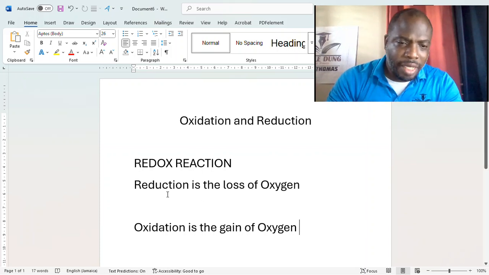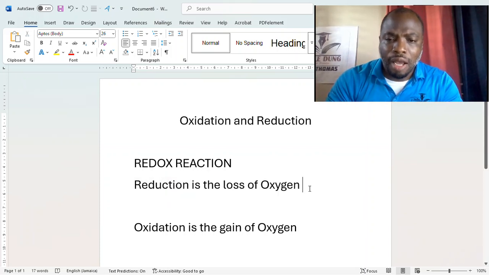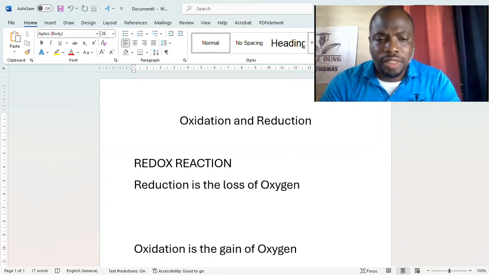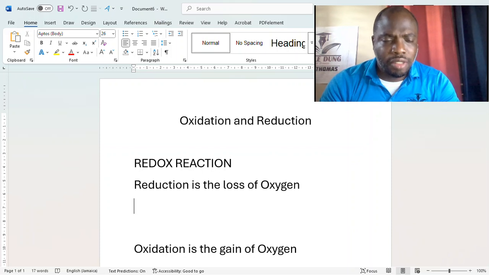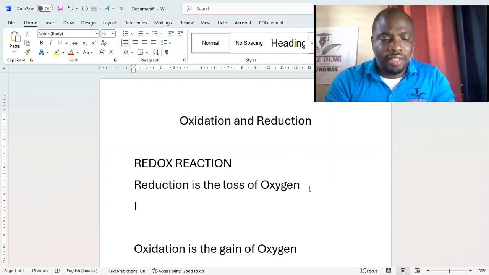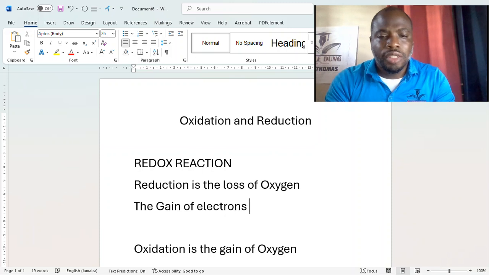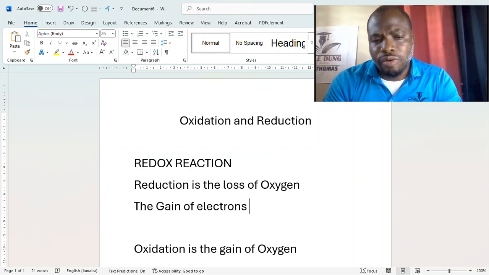So I'm just going to now input what they say about oxidation and reduction in terms of electrons. Now we know electrons are found in the shell or energy level of the atom. So reduction is the gain of electrons.